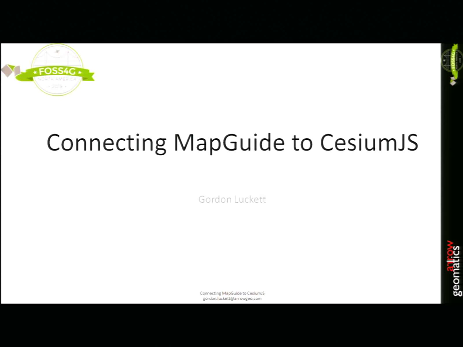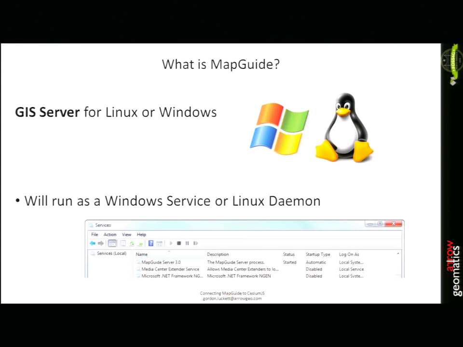So I'm going to talk a little bit about that. We're going to talk about MapGuide, and we're going to talk about Cesium, and then we're going to talk about how they come together. You know, how do you get your peanut butter and their chocolate, and vice versa, like Reese's peanut butter cups, okay? What is MapGuide? That's what I'm going to cover first, and then I'm going to talk a little bit about Cesium.